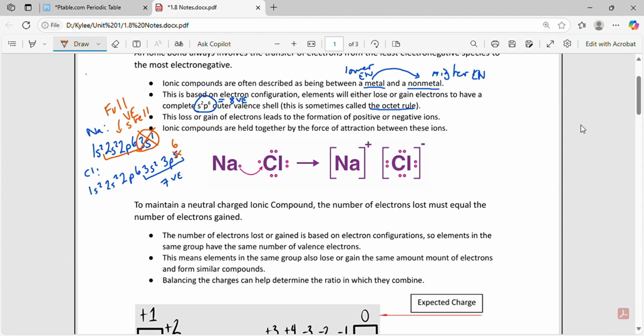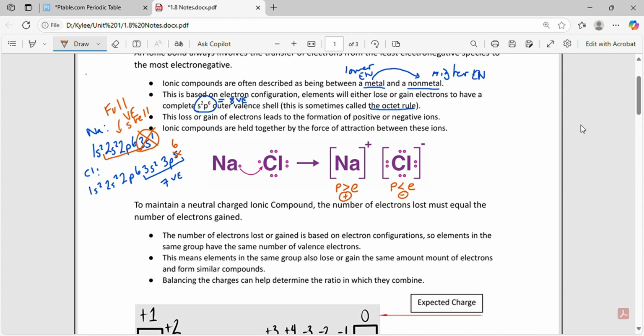Now, once that electron transfer happens, we have created an ion. Sodium becomes a positive ion because what happens when you lose an electron is now I have more protons than I have electrons. And that's where my positive charge comes from. When chlorine gains an electron, now I have more electrons. And so that's why chlorine always takes a negative charge.